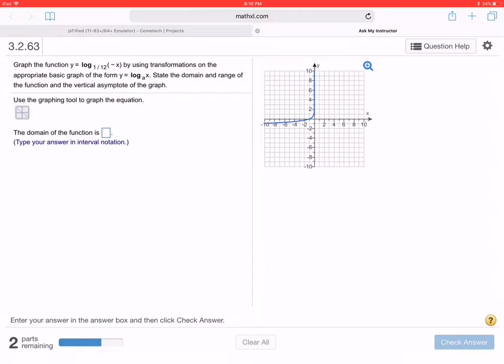Now, if this is our graph, with this type of question you have to click on the specific tool that you're using and then apply the transformation. You just have to know what you're trying to graph and then use the tools that are available.